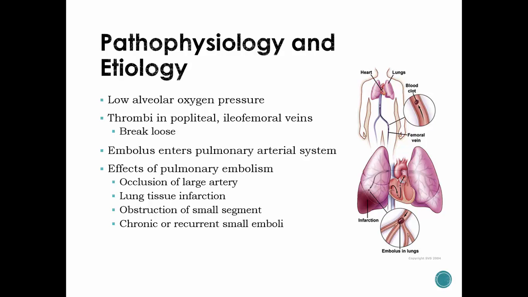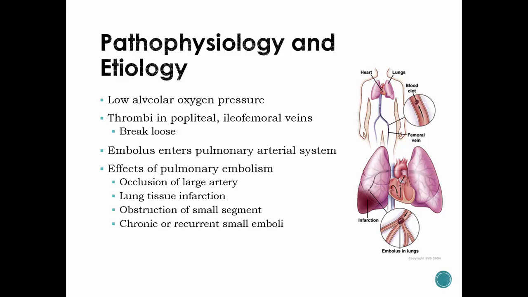So the effects of a pulmonary embolism: an occlusion of a large artery can cause sudden death. Your gas exchange is going to be greatly reduced or prevented, and cardiac output falls dramatically as the blood fails to move throughout the pulmonary vascular system and return to the left side of the heart. For lung tissue infarction, this is caused by an occlusion of a significant portion of the pulmonary blood flow. It is rare, less than 10% have this as a cause.